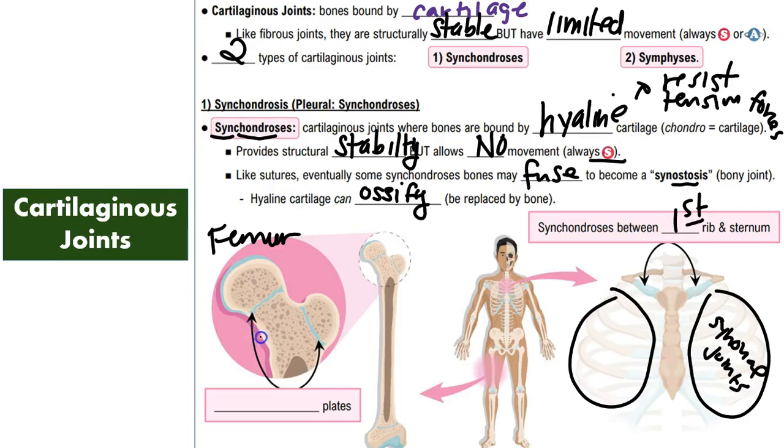So what do we notice about our femur here? We see that we have hyaline cartilage that's still in the femur, and these are going to be at the epiphyseal plates, or again, you can call them growth plates. Okay, just like we saw before. Remember, we're saying that that's how we're going to be able to lengthen our bone. It's through those epiphyseal plates.